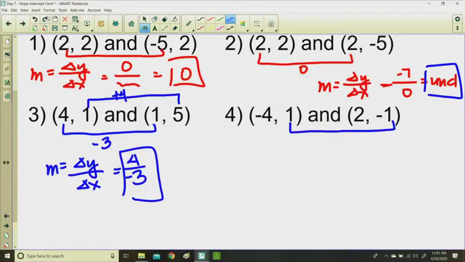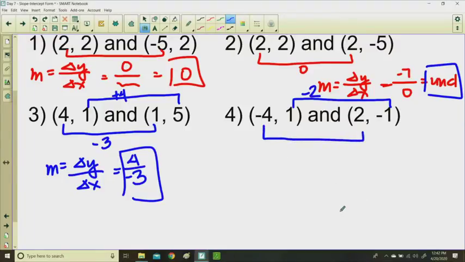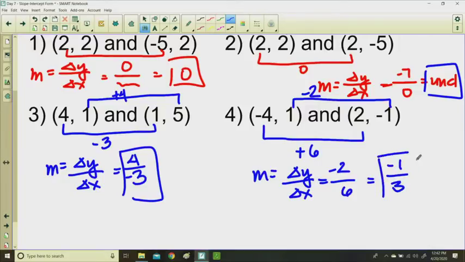And last but not least, we have 1 to -1. Let me just be consistent. So 1 to -1. If I go from 1 to -1, that's going to be down 2. And from -4 to 2, that's going to be up 6. Okay, so my slope, again, is the change in y over the change in x. And that is going to be -2 over +6, which is going to reduce to -1 over 3 as the slope. Okay, now I know some people prefer the slope formula, and that's okay.